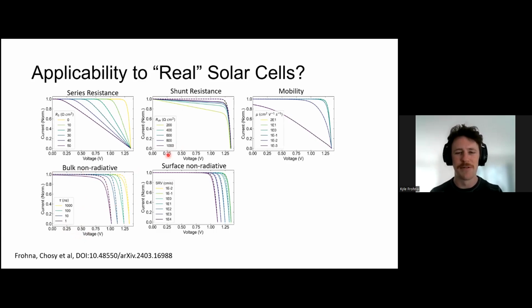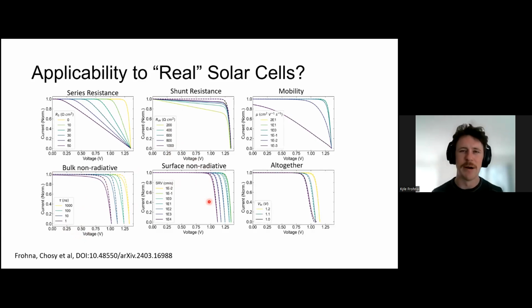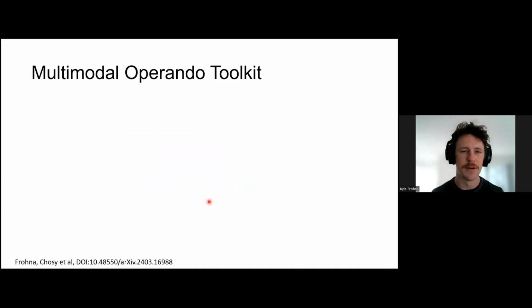If you have some surface non-radiative recombination, you actually don't really see much of a change. And if you plug in a bunch of parameters relevant for our own personal devices, you can see there's actually quite a nice match between one and the other. So I realize I'm running over time. I'll maybe zip through this really quick.